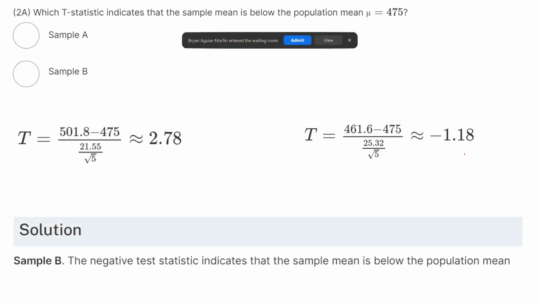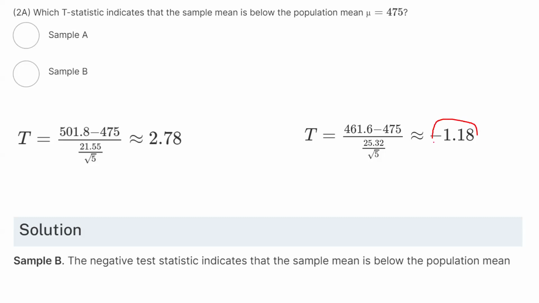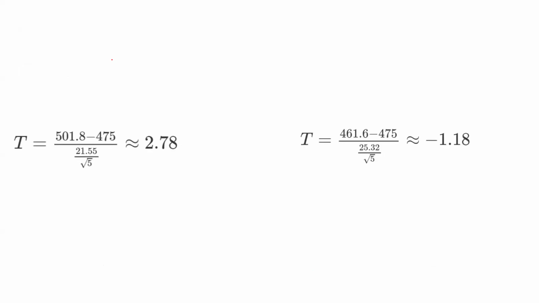What's the meaning of that? It means that sample B is the answer. The negative test statistic indicates that the sample mean is below the population mean. So that's the meaning of that. If you get a negative T value, it means that the sample mean for the T value that is negative is below the population mean. And remember that this T value is for sample B. So the answer is sample B.